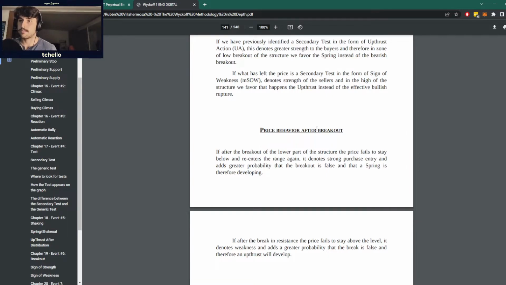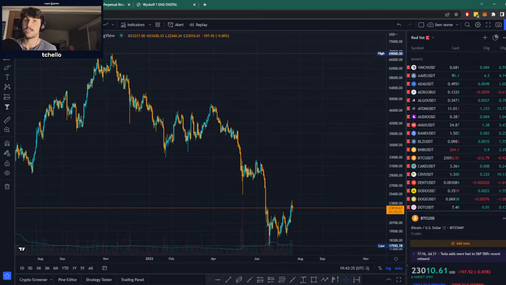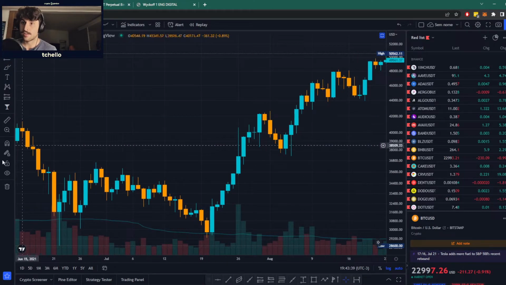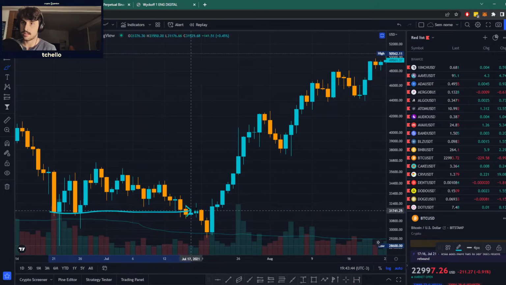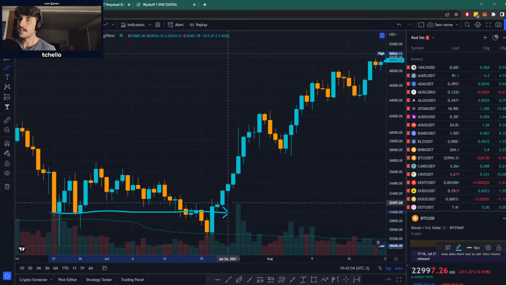If the breakout just fails to stay below and re-enters the range again, that means there is strong buying, right? Like right here. So we broke out of this range here. For example, we broke out below these candles here, right? But we didn't manage to stay below it, right? Right in the next day, we had a huge candle and we went back into the range, right? And this was huge.